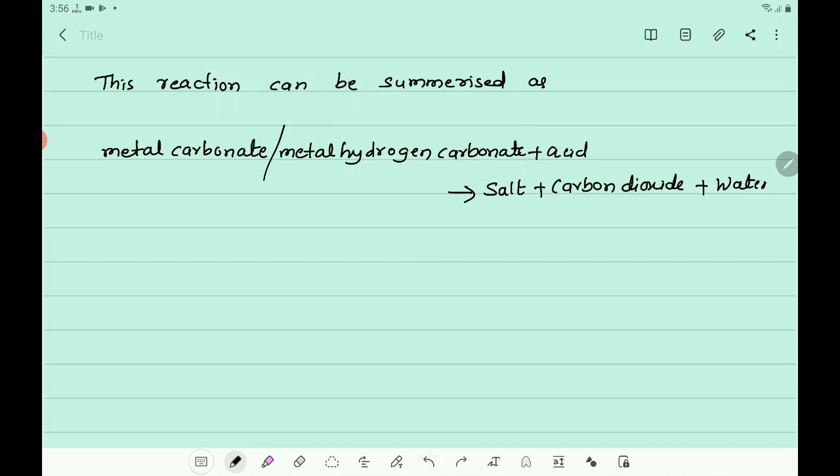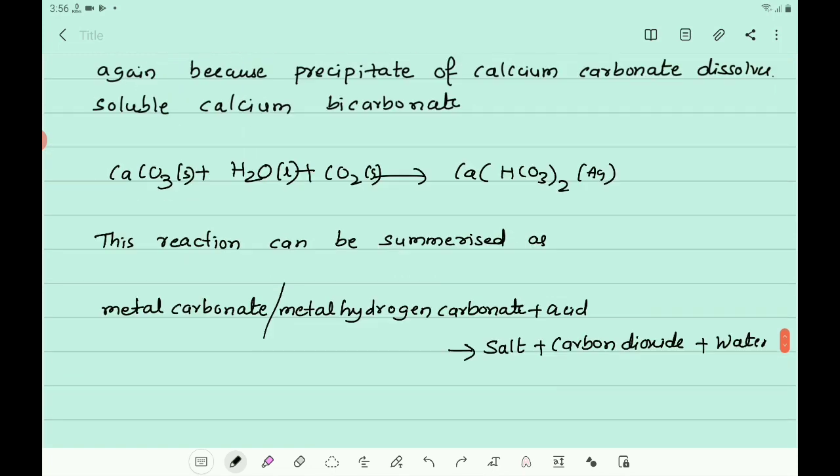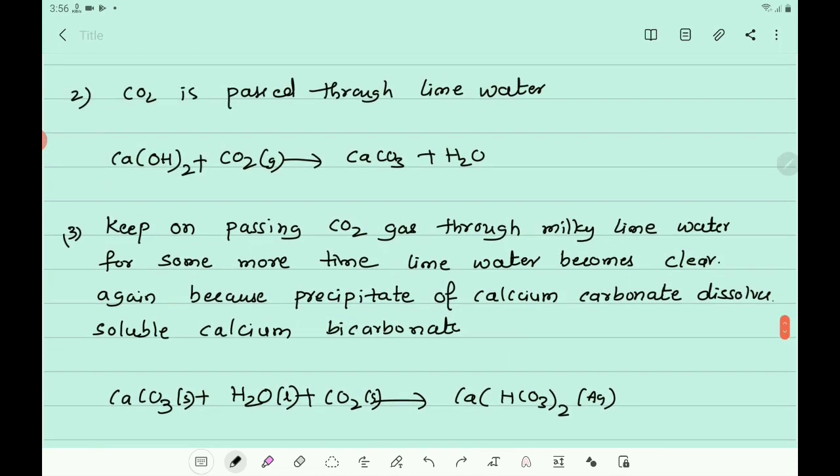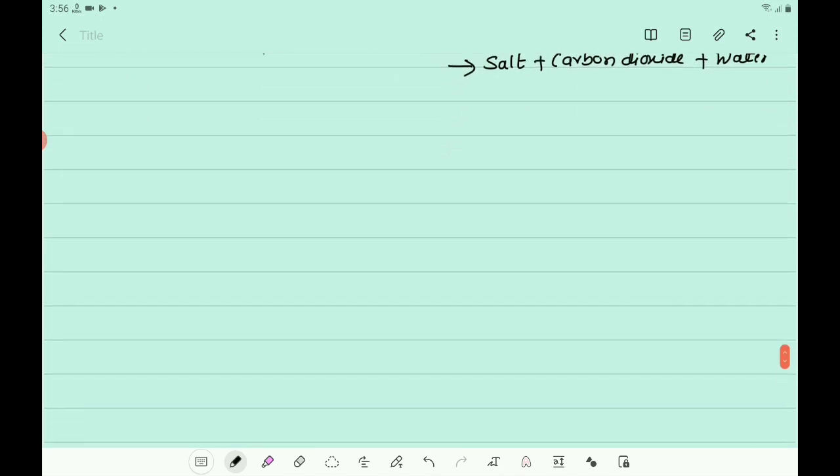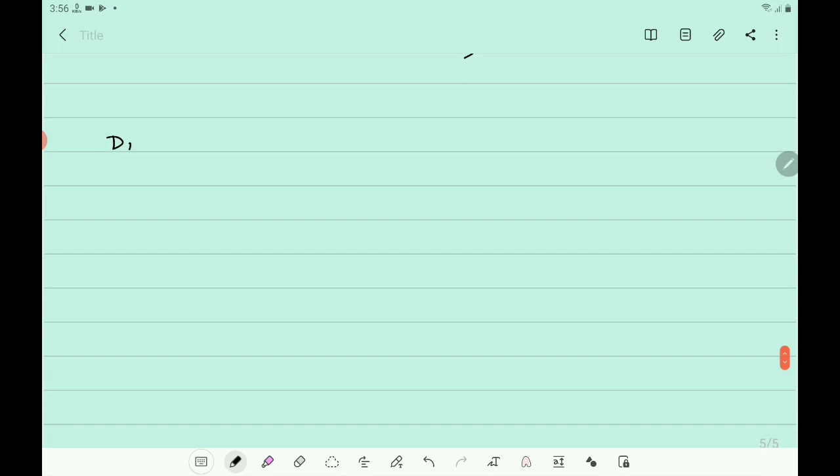we will get. So which are the different forms of calcium carbonate? Limestone, chalk, marble. These are the different forms of calcium carbonate. So you take down different forms of calcium carbonate.